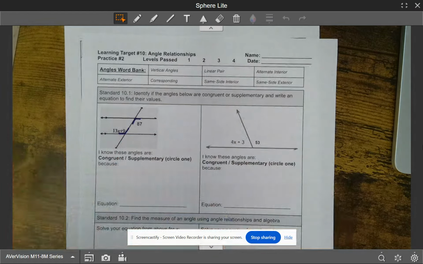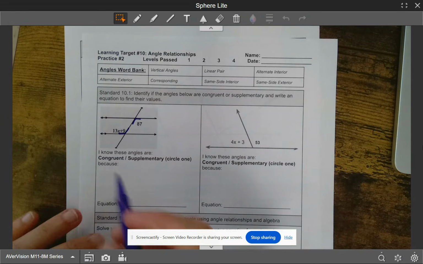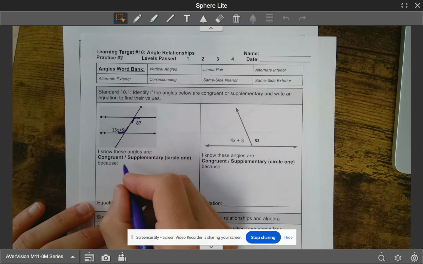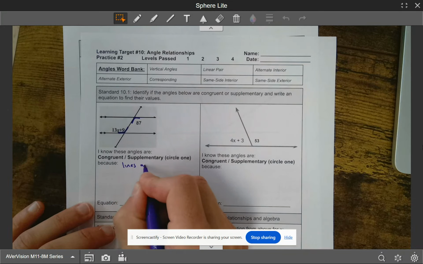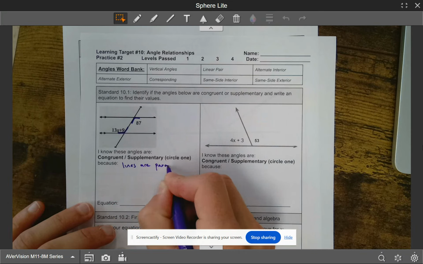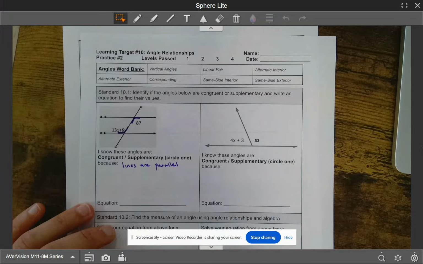Now, you can use your intuition and say, well, are they congruent? Do they look the same? Yeah, but how do we know for sure? One way we can think about this is because we see lines are parallel. Because lines are parallel, that's key. Lines are parallel.